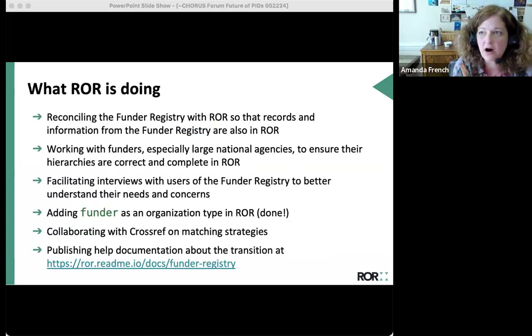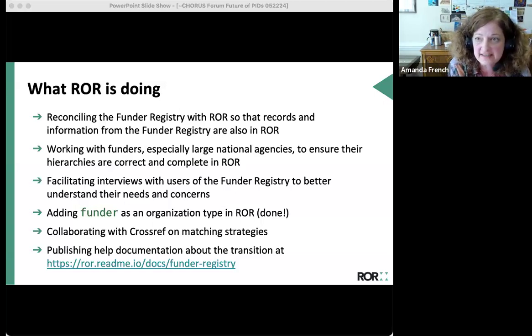So as I mentioned, we've been working quite hard to make sure that the metadata in the funder registry is represented in ROAR. Carly mentioned that DOE has been working with ROAR to make sure that their hierarchy is properly represented. And we have been working with other, especially US federal agencies and some other national funding agencies as well, to make sure that those organizational hierarchies are correct and complete. That's a very important aspect of this work. We've been conducting user interviews with especially publishers who use the funder registry to better understand their needs and concerns. If you would like to participate in just such an interview, I would be more than happy to set one up. My contact information will be at the end of this presentation.